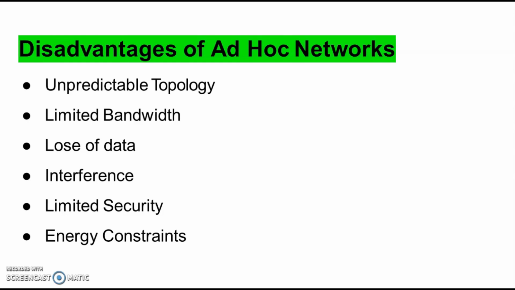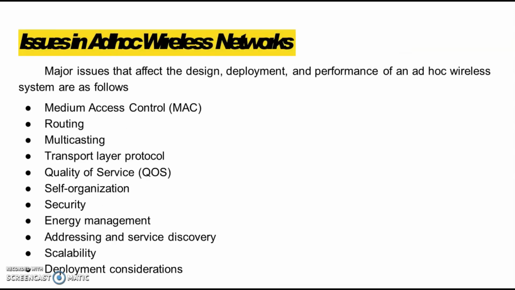Then the next one is security issues. This ad hoc network has limited security. Then the next one is energy constraints. The power management scheme and everything will be somewhat difficult in an ad hoc network. Then the next question is what are the major issues that affect the design, deployment and performance of an ad hoc wireless sensor network. The first one is medium access control.